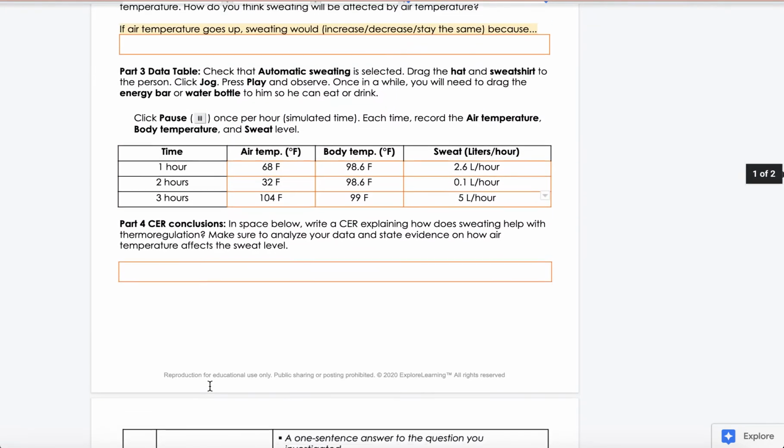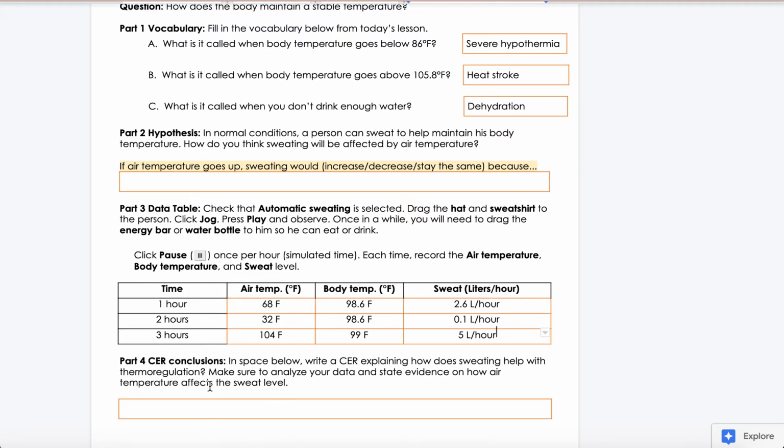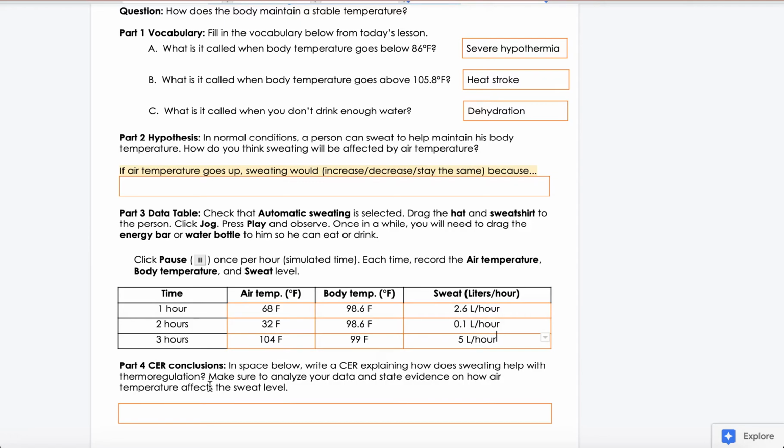Okay, so again, this assignment is due next week on day 1. So part 1 and part 3, we all have the same numbers. This is a part that we did as a class. Part 2 hypothesis and part 4 CER are different from person to person depending on what your hypothesis is and what your CER is. So you will all have slightly different answers. Okay? So that is the main part that we work on today.